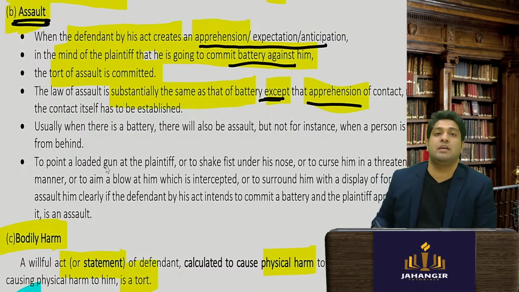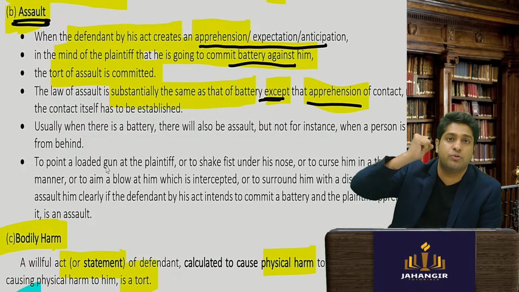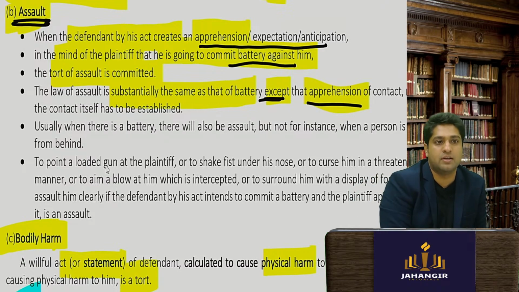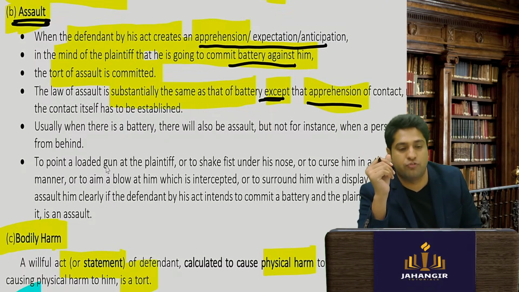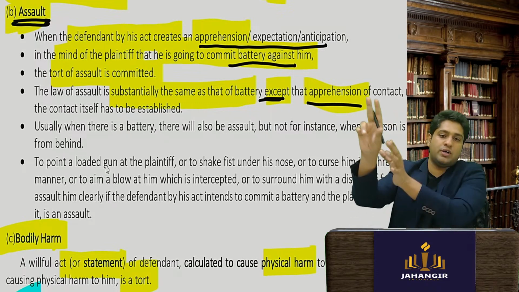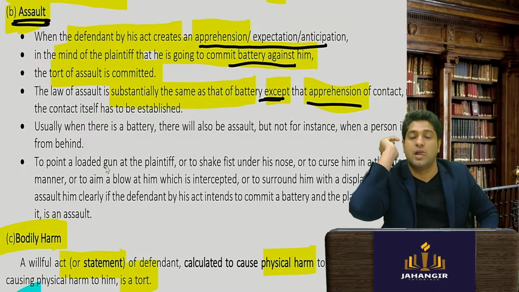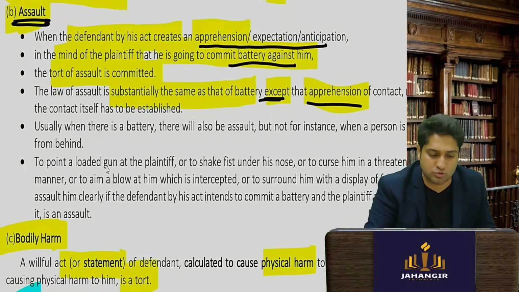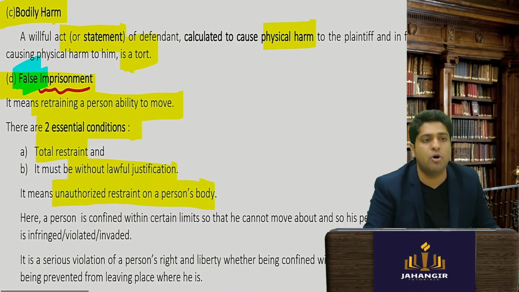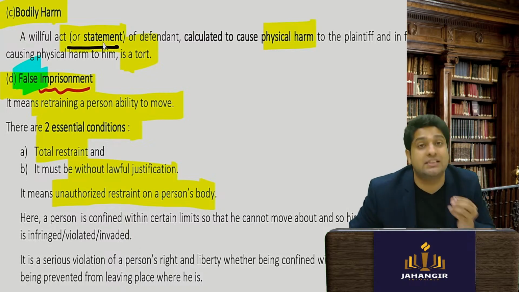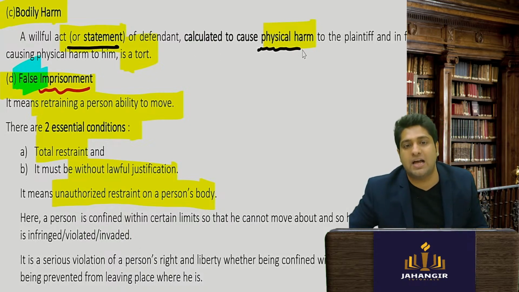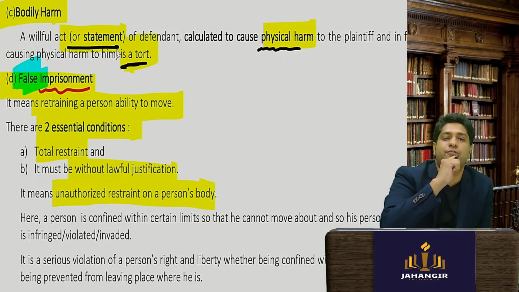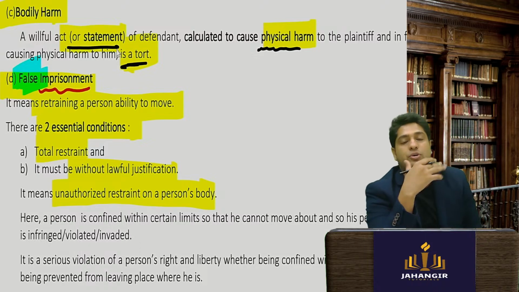For example, if I tell you, come here, I'll beat the hell out of you, this is an apprehension, a fear has come that force will be applied without lawful justification. Otherwise, the other thing is just load a gun and point it towards someone. You did not injure him, but it is an apprehension that force will be applied. Bodily harm. If I make a statement which amounts to physical harm to a person, it is called a tort. So just by my statement, there is a physical harm to you.